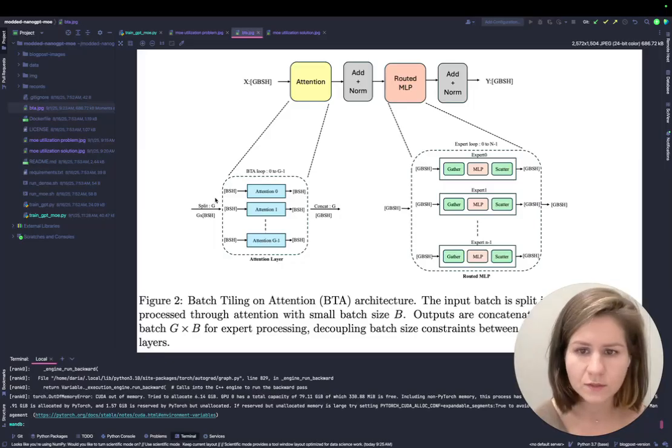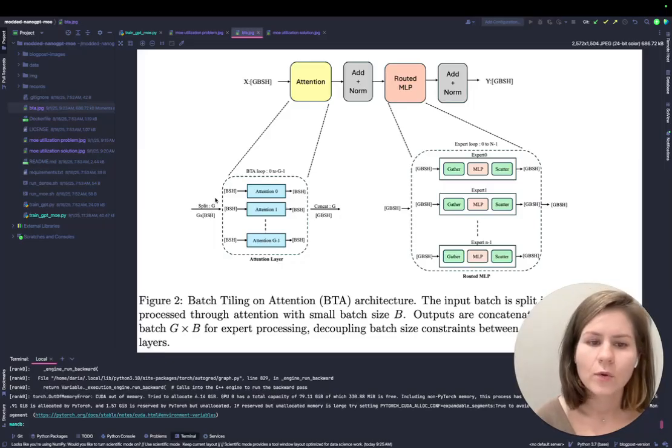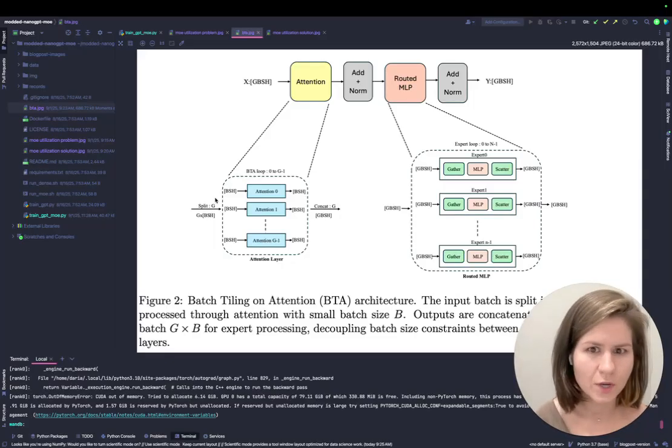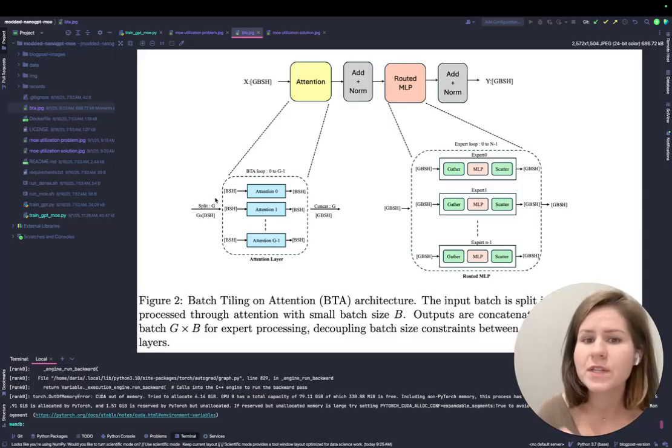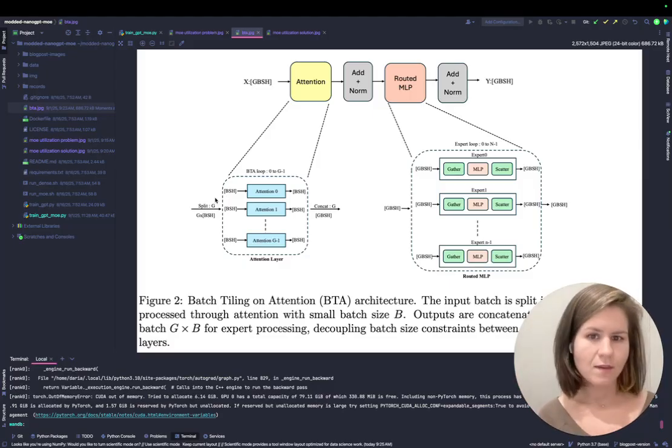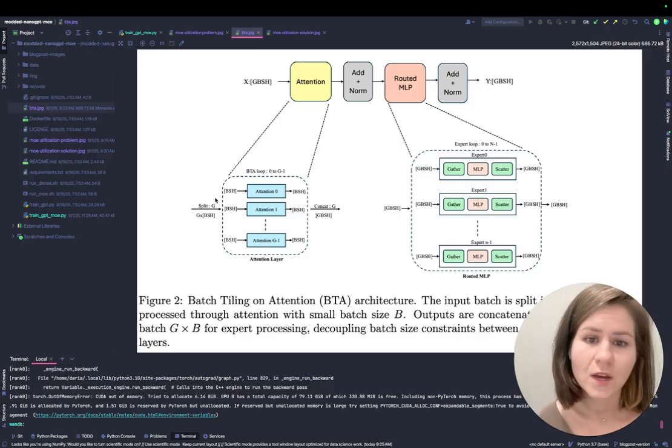This way, attention will work more efficiently because it will not have to store huge tensors coming from the softmax. At the same time, our expert networks want a bigger batch size. So after the attention layer processes those G tiles, we're going to concatenate them back into the bigger batch size and move them to the expert networks. This way, experts will have G times more data to work with, and you can configure this G according to your setup.